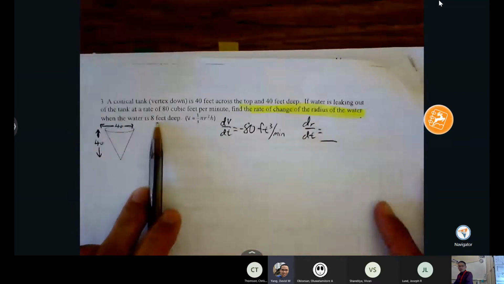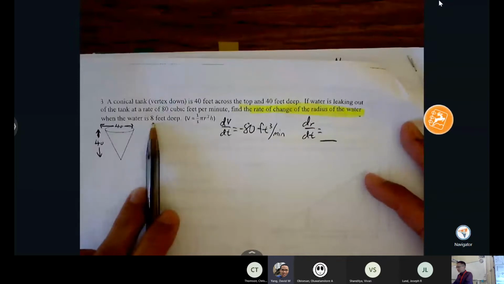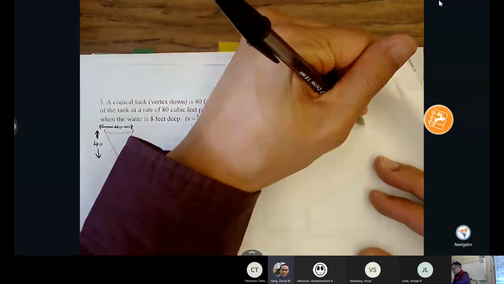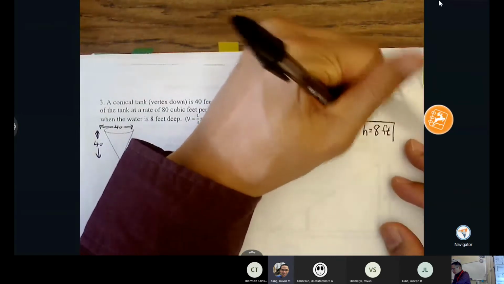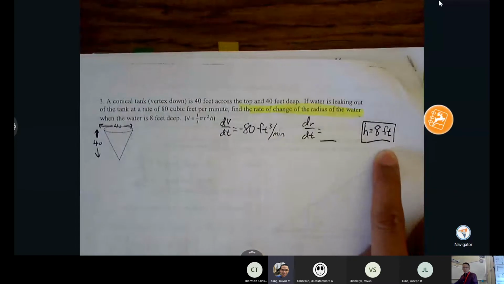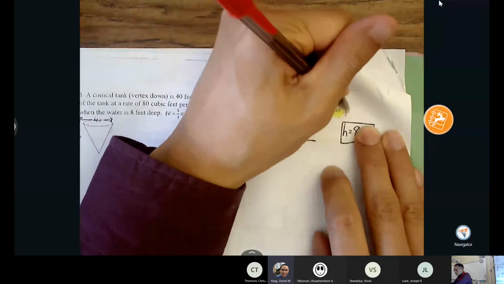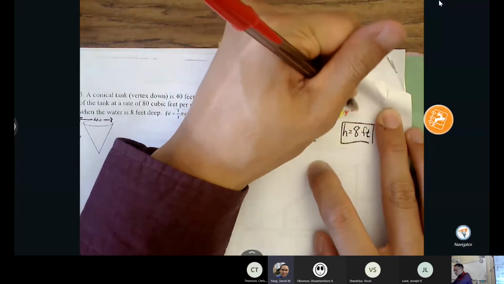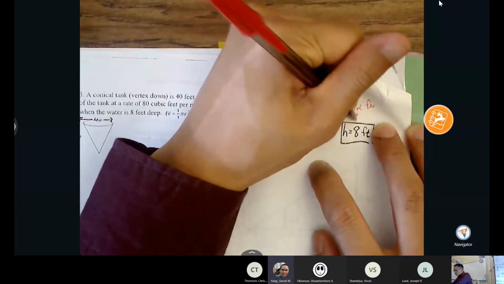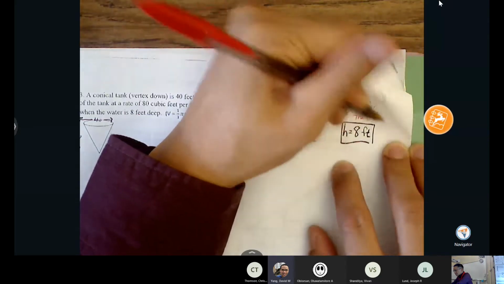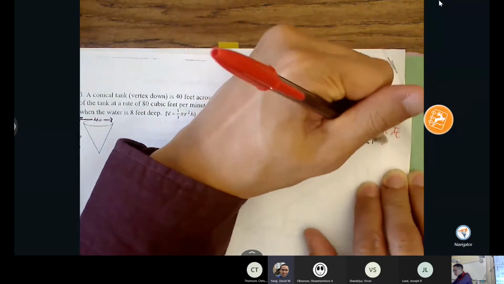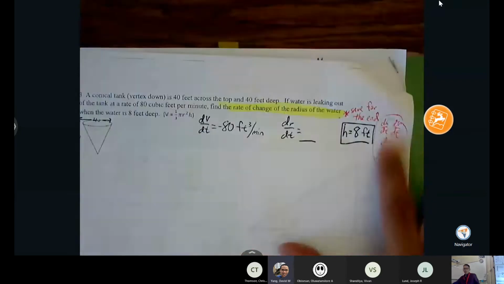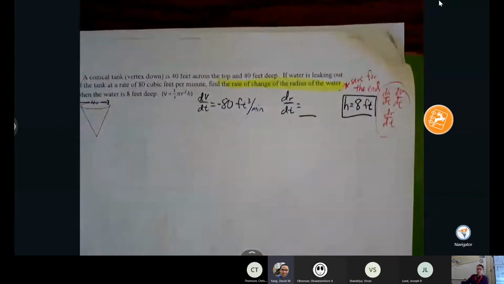When the water is 8 feet deep, so this is what? It's h, right? So we're talking about water level here. We know that water level is not going to be staying constant the whole time. So again, we're not going to use the 8 until your dV/dt, your dR/dt shows up. Right, you got to have that. Got to show that differential before we can even touch that 8.